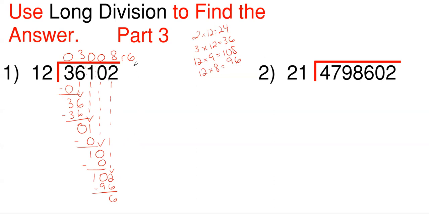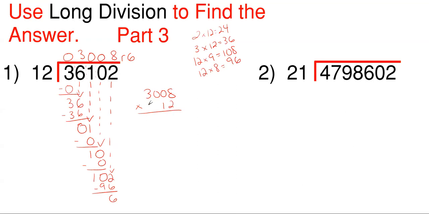So that would be my answer, but there's always a way to check these long division problems, and that is just to multiply your answer by the number you are dividing by. Just leave out the remainder until the very end. So let's take 3,008, leave off the front 0, and times it by 12.